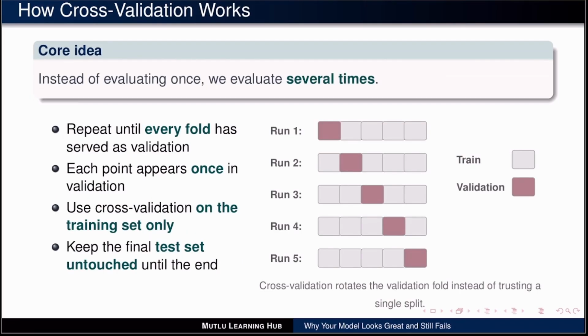Now we repeat that process. Each fold gets one turn as the validation fold. So in run 1, the first fold is used for validation. In run 2, the second fold is used for validation, and so on, until every fold has played that role once. That means each data point appears in validation exactly one time. And an important practical detail here is that the cross-validation is usually done on the training portion of the data. The final test set should stay untouched until the very end. So instead of trusting one split, we rotate the validation fold and get a more reliable picture of performance.